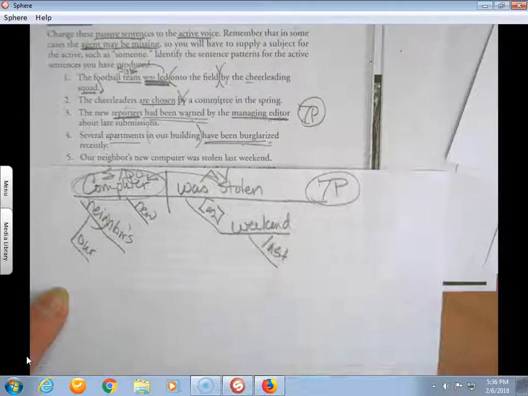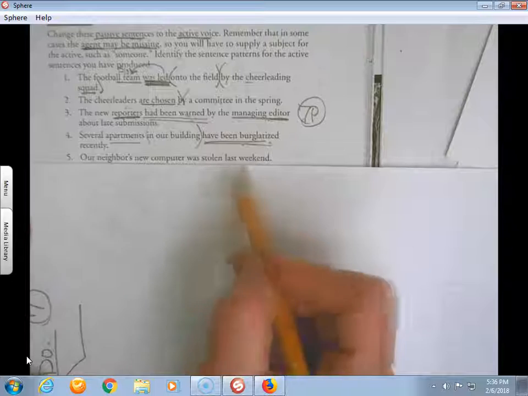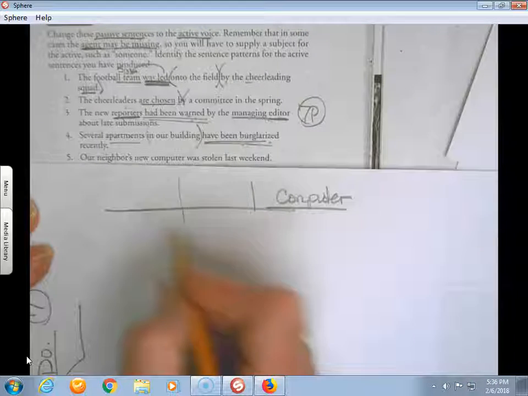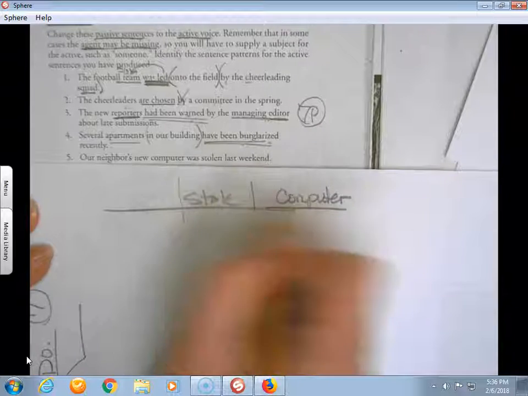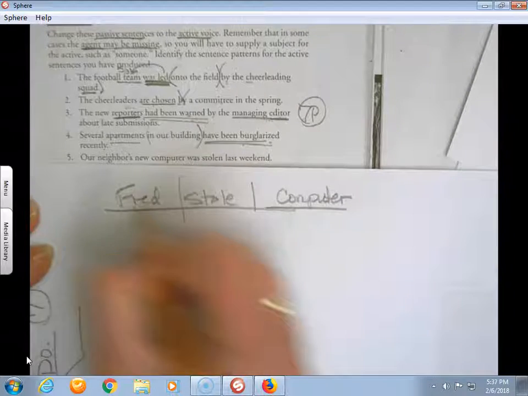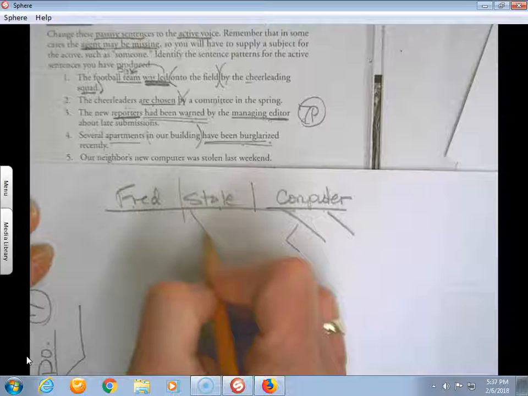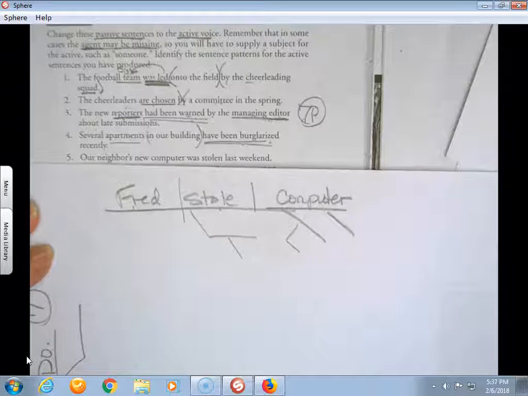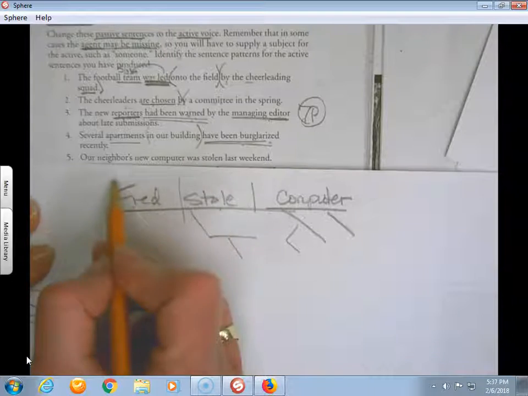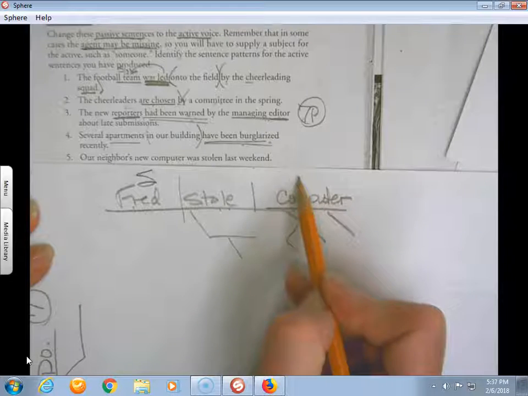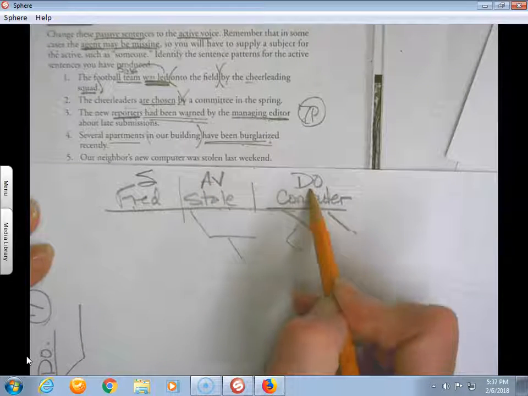How do we make it active? We ask ourselves, what got stolen? Well, the computer. So that's going to be your direct object, right? But who did the stealing? Well, we don't know. Got to make up something. Somebody stole the computer. I'm going to say Fred. Fred stole our neighbor's new computer on last weekend. Those parts don't change. But remember here, I have a subject. I had to make it up because it wasn't in the original. Fred stole computer. I have a subject, an action verb, and a direct object. That's a 7.